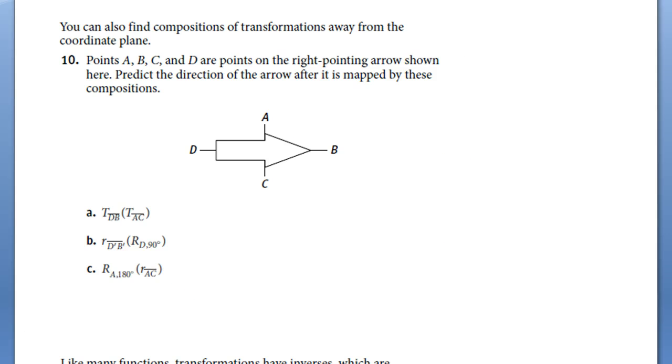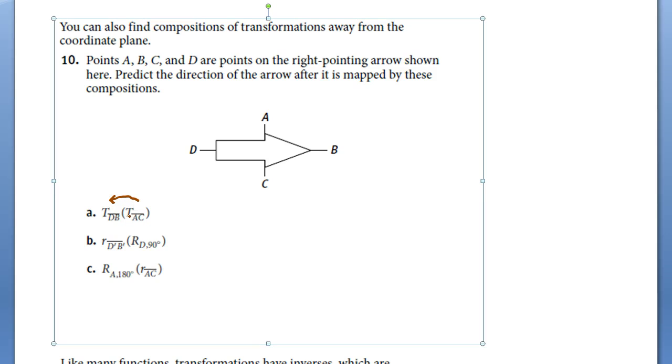You can also find compositions of transformations away from the coordinate plane. Number 10: points A, B, C, and D are points on this arrow-looking shape. Predict the direction of the arrow after it's mapped by these compositions. Again, remember to work from the inner to the outer, or another way to think of that, work from right to left. Let's first translate this weird-looking arrow figure with these little tails on it.